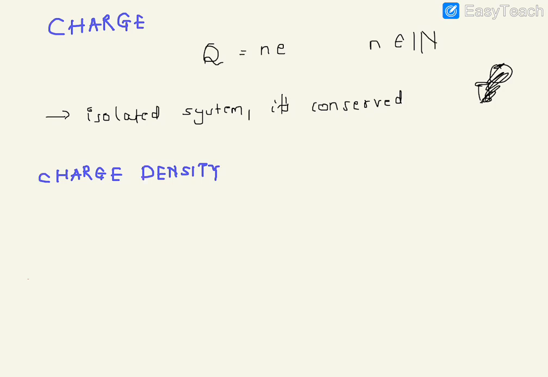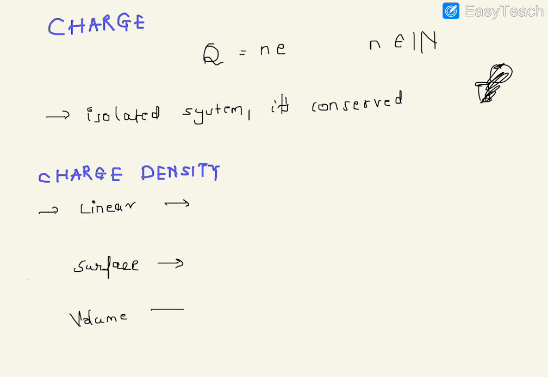All right, now we have charge density. This is similar to what we have in mass systems. For mass, we have something known as mass density. Similarly, we have something called charge density. In charge density, we have three different formats. One is linear, the other is surface, and the last one is volume.